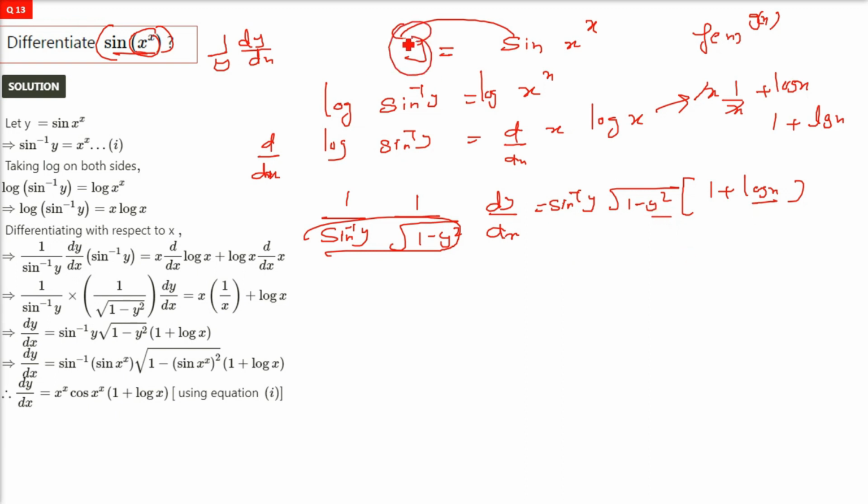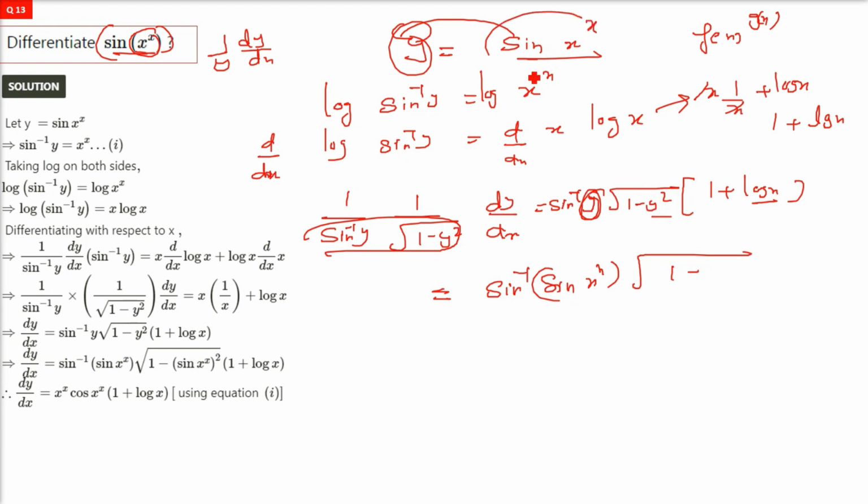Nobody has said that you take y. So you have to replace y by sine x to the power x, because the actual content is sine x to the power x. So wherever you find y, you just replace it by sine x to the power x. So sine inverse y is sine x to the power x. This is sine x to the power x. And then you have under root 1 minus.